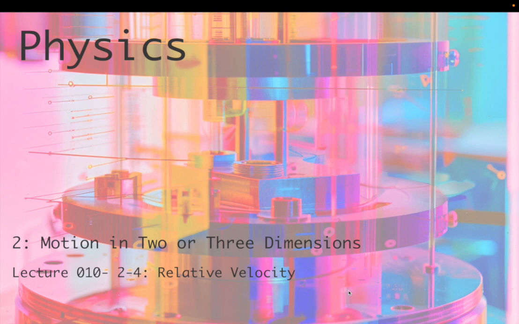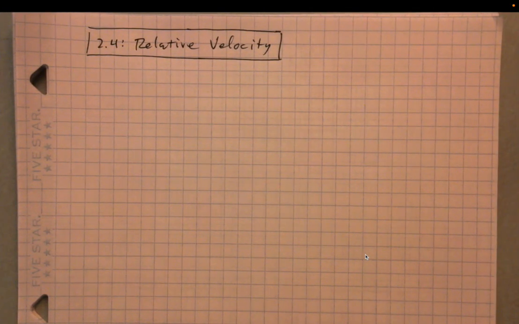And in this section, we're going to start looking at how to think about and solve problems that involve different reference frames. So we're going to be talking specifically about relative position, relative velocity, and relative acceleration. So let's go ahead and jump into it. And we'll really call this section 2.4, relative velocity.